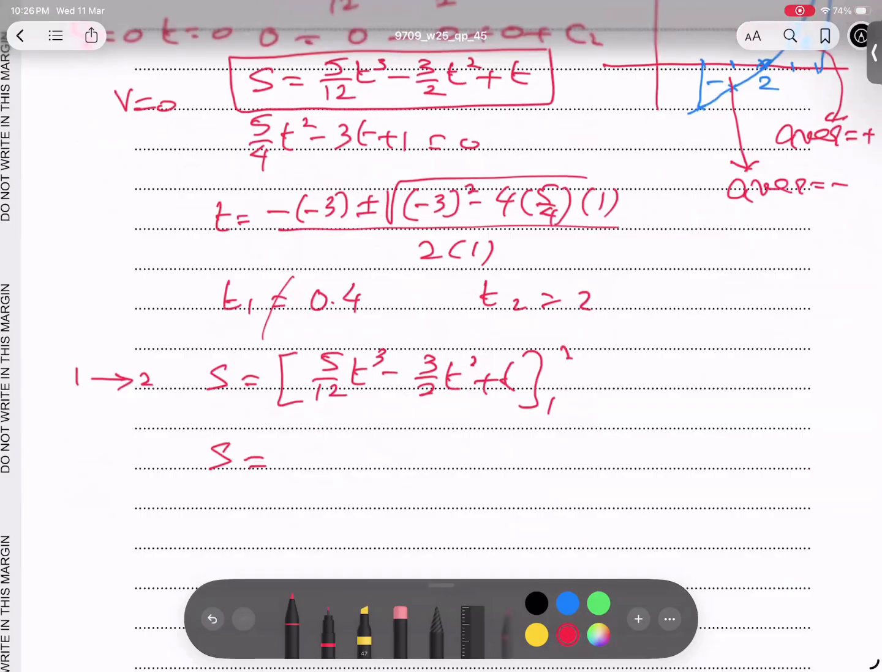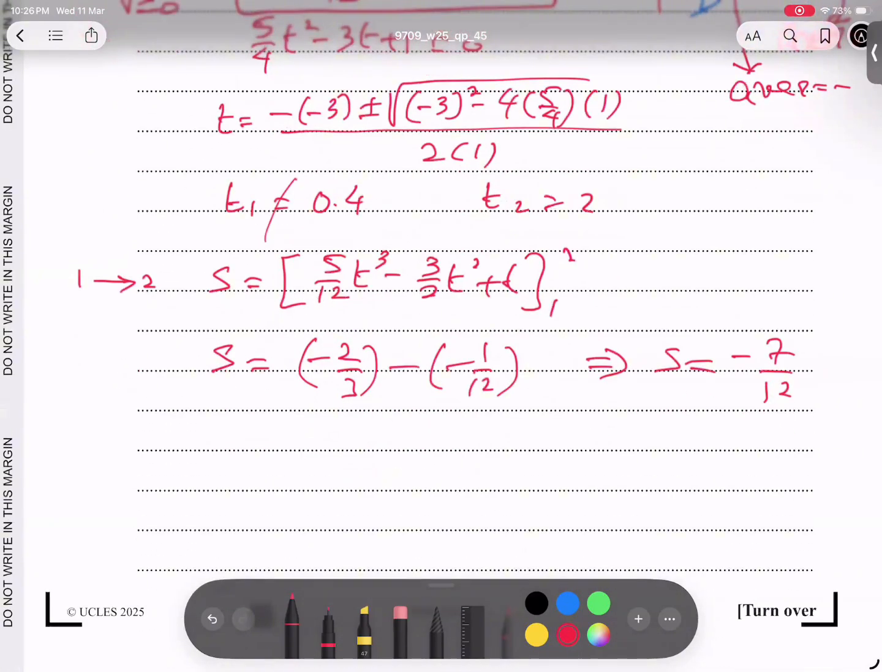So let's try to do it, students. 5 divided by 12 times 8, minus 3 divided by 2 into 4, plus 2. I'm getting negative 2 by 3. Upper limit done, minus. Now when I plug in 1, 5 over 12 minus 3 over 2 plus 1, I get negative 1 over 12. So s from 1 to 2 is negative 2 over 3 plus 1 over 12, and I'm getting negative 7 over 12. I said before, this negative I will eliminate later on.